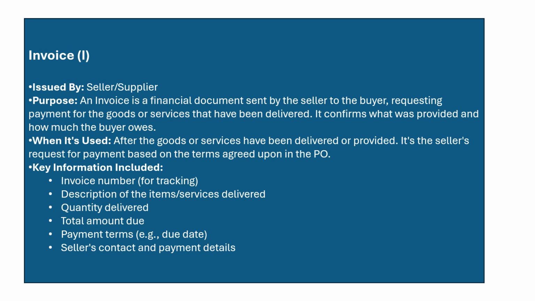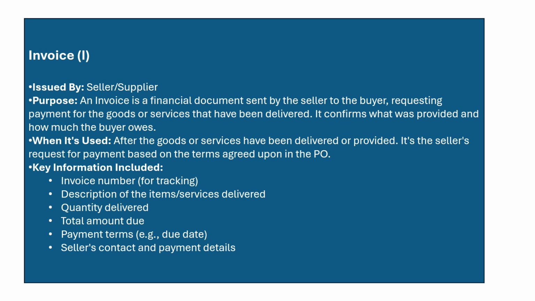Basically, the invoice is issued by the seller to the buyer. So what is the purpose here? An invoice is a financial document sent by the seller to the buyer, requesting payment for the goods or services that have been delivered. It confirms what was provided and how much the buyer owes. So here the transaction begins again, from seller to the buyer.